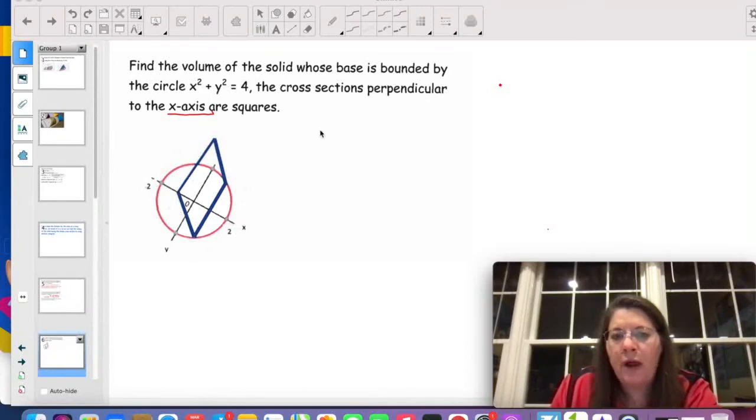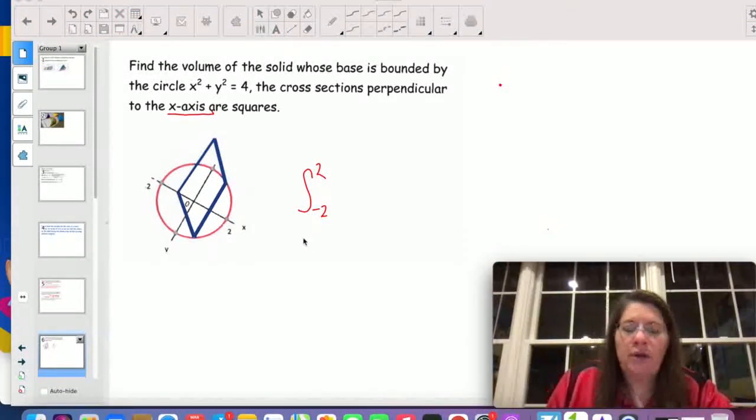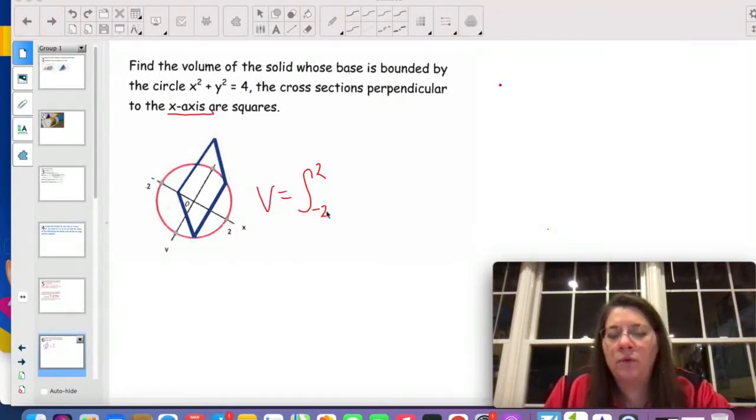So for our boundary, or our integral, it's going to go from -2 to 2. So that's one of the easiest things to do. Our boundary comes from whatever it's perpendicular to, that will be the axis that we're looking at for our boundary. And it comes from the 2D shape that we've got the equation for. So that goes from -2 to 2. So our volume equals the integral from -2 to 2 of the function.